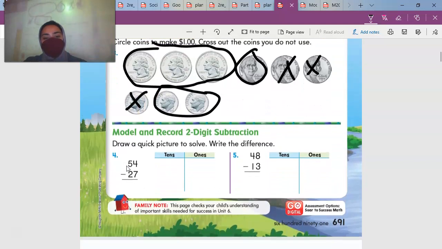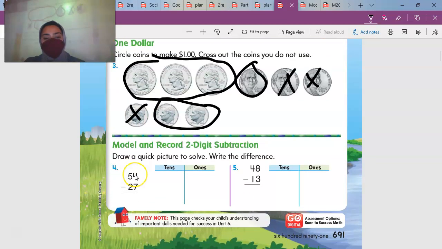Draw a quick picture to solve and write the difference. Easy schmeezy, lemon squeezy. 4 take away 7 is, can't do it. 5 becomes a 4, and 14 take away 7 is? 7, very good. And it is a doubles fact. And 4 minus 2 is? 2, so the answer is 27.